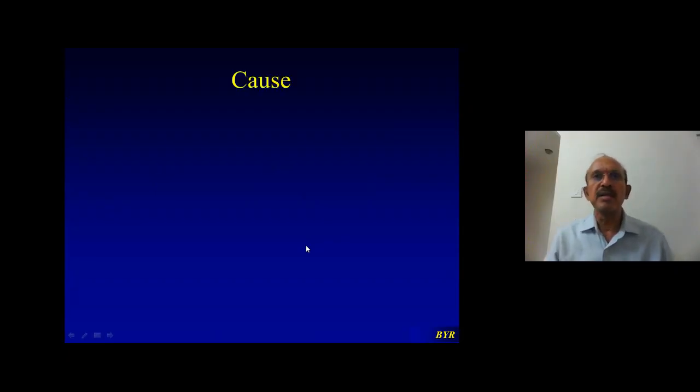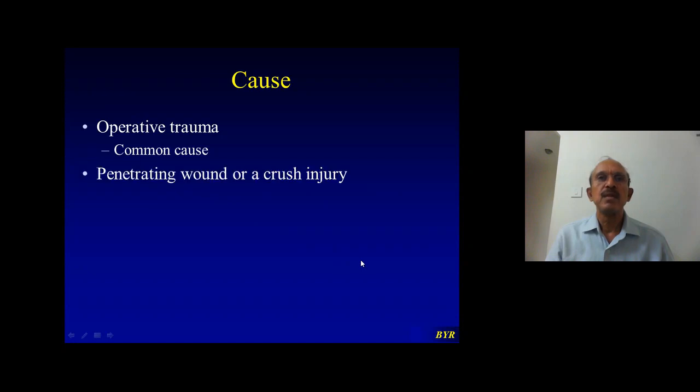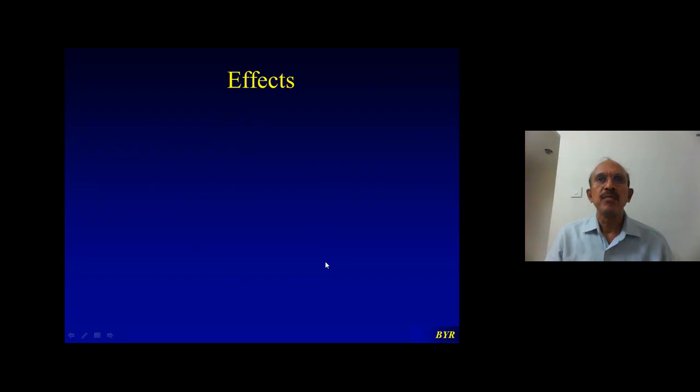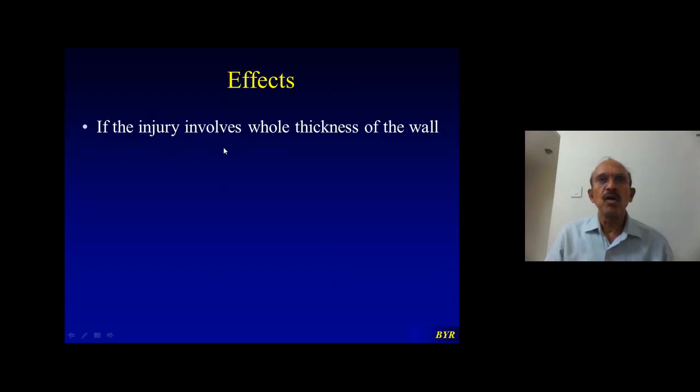Okay, trauma to the bile duct: operative trauma is the commonest cause. The other cause is a penetrating wound or a crush injury. It is a rare cause and usually it will be fatal. Effects of injury to the bile duct: if the injury involves the whole thickness of the wall, there will be a leak, a biliary leak.